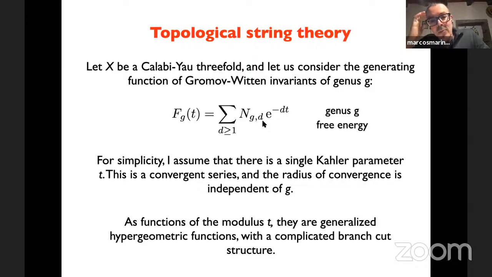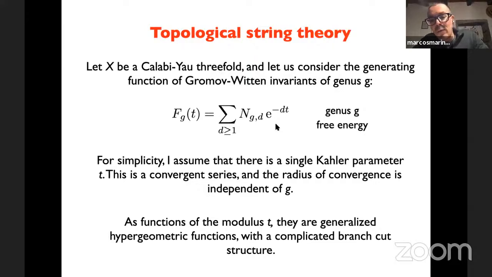Now, one interesting thing is that this series is actually a good series. It's known that this series is a convergent series, with a finite radius of convergence around t equal to infinity. And this finite radius of convergence is, very importantly, independent of g. So all these F_g, there are an infinite number of them, g is the genus, goes from 0, 1 and so on, but all of these power series in e^(-t) have the same radius of convergence.